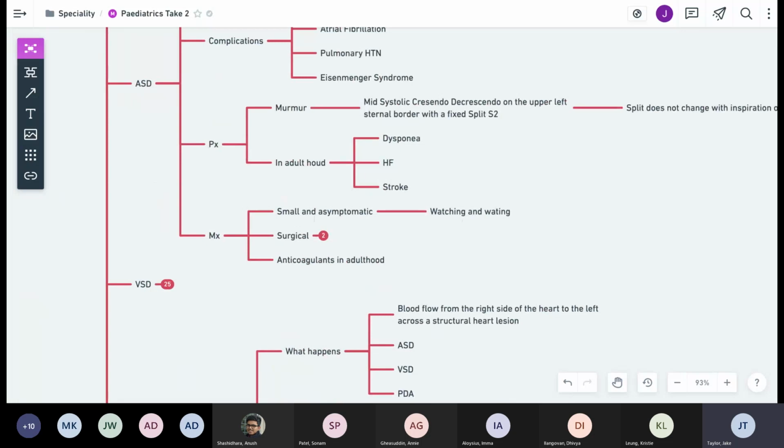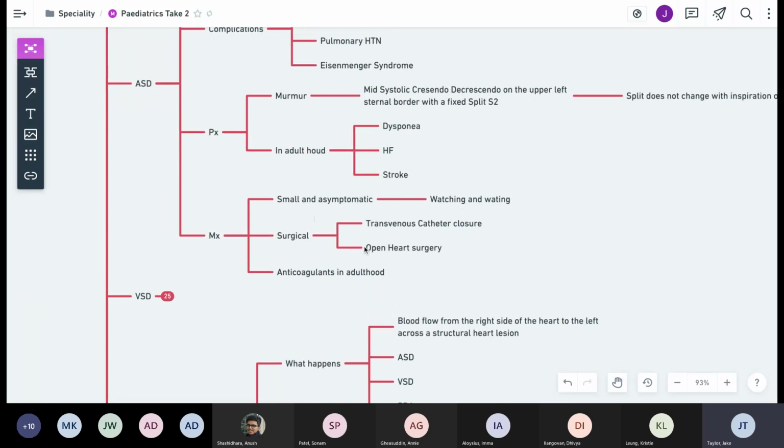So there's a murmur, which, as I said, is a mid-systolic crescendo-decrescendo on the upper left sternal border. So again, similar position to where the patent ductus arteriosus is. It means that we'll just watch and wait. Normally, these things are picked up when they're asymptomatic. Again, surgically, we can do a transvenous catheter closure or open heart surgery.